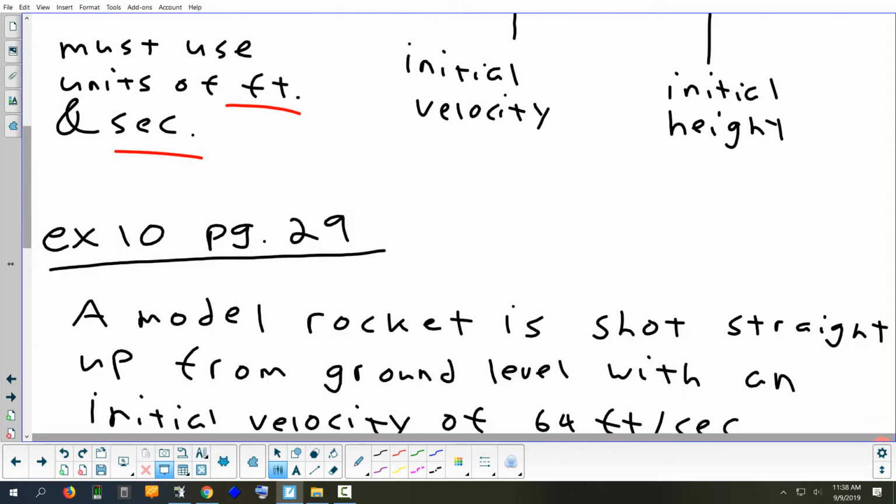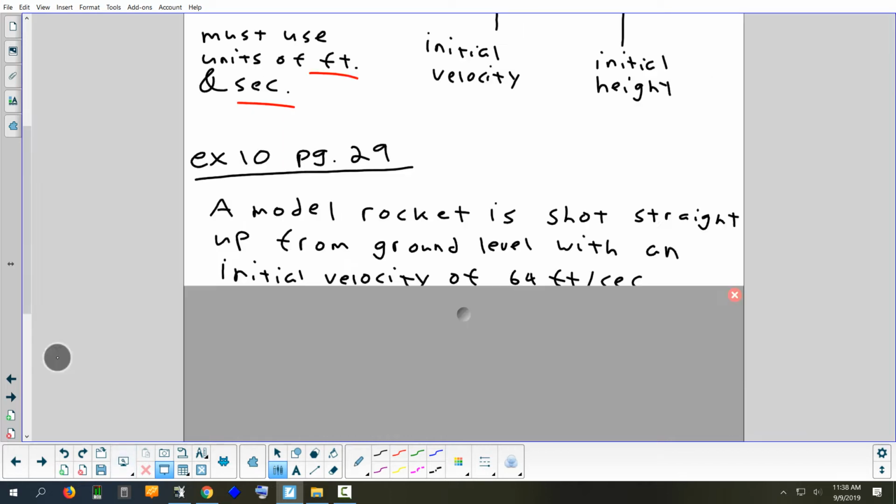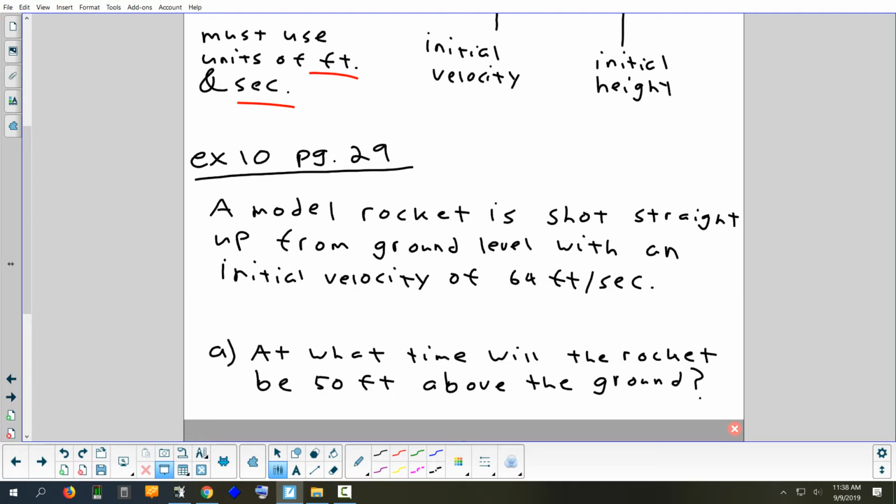So it says a model rocket is shot straight up from the ground with an initial speed of 64 feet per second. At what time will the rocket be 50 feet above the ground? Now, if you think about that, think about what's going to happen when you shoot the rocket. How many times will it be 50 feet above the ground? Twice. On the way up, on the way down. So it'll hit it twice. And both answers should be positive because we're finding a time. Negative time would be before we even launched it.